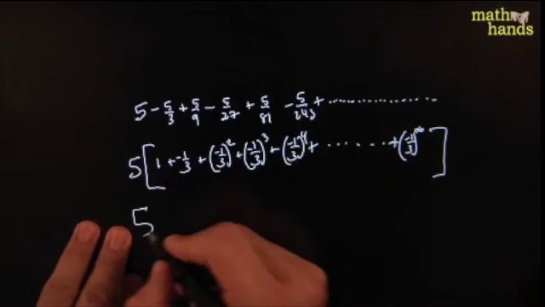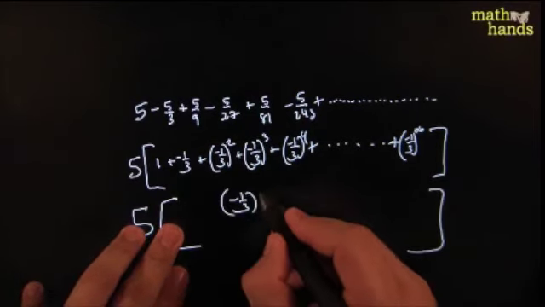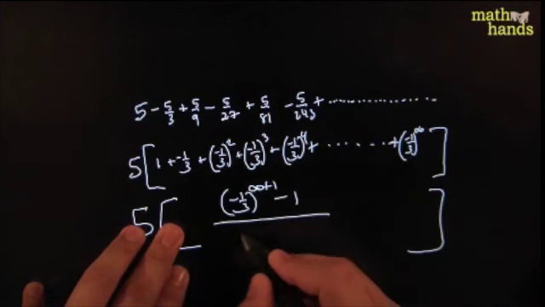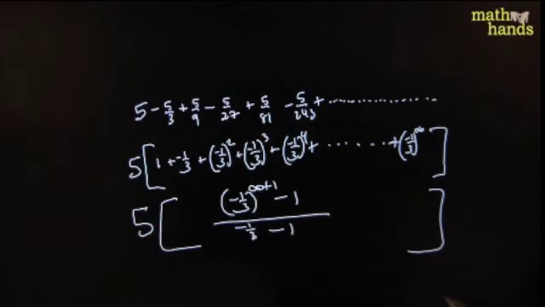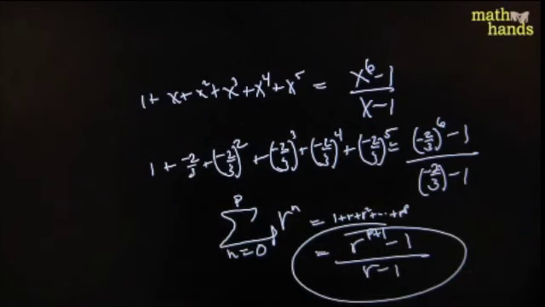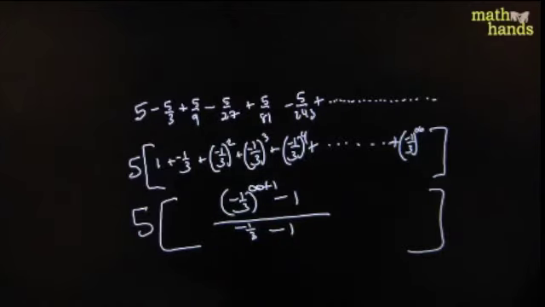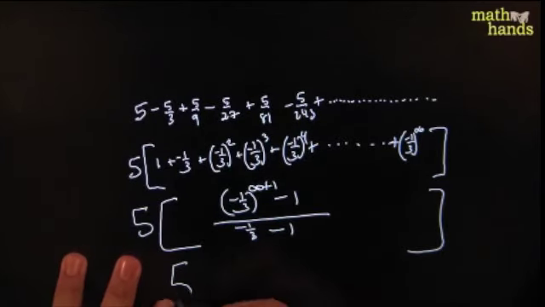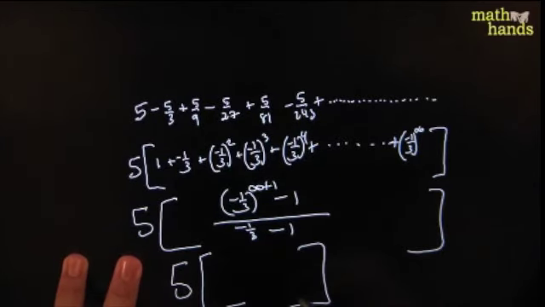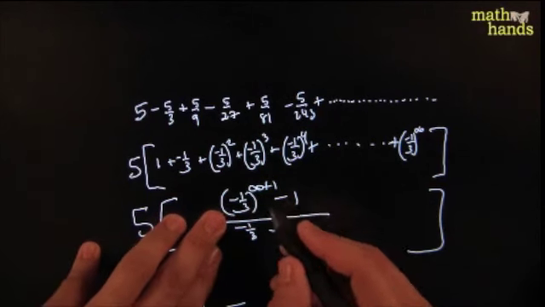You can do it, because that would be negative 1 third to the infinity plus 1, minus 1, all over negative 1 third minus 1. Right? That's exactly the recipe we had here. And then you can do better than that. You'd get 5 times 1 third times negative 1 third raised to the infinity. That goes to 0, so forget about it.